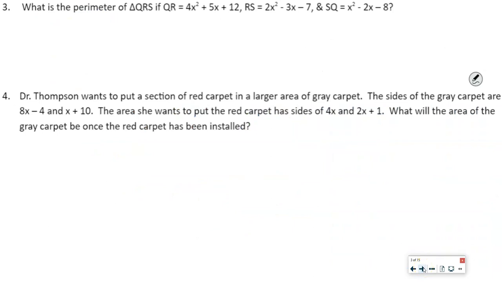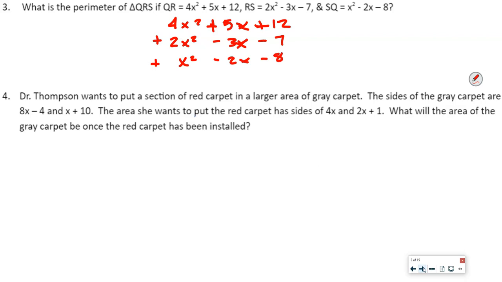So what is the perimeter of QRS if QR is blah, blah, RS is blah, blah, SQ? What are we going to do with these? We're going to add them all together, aren't we? The way I'm going to do that is line things up. I'm going to write my 4x squared plus 5x plus 12. I like to do this vertically, especially with perimeter, because I'm just adding things. So I'm going to add the 2x squared minus the 3x, that was a plus up there, minus the 7, not changing any signs because this is adding. And then I'm going to add the x squared here, then minus 2x and the minus 8. Again, I'm not going to change any signs because I'm adding.